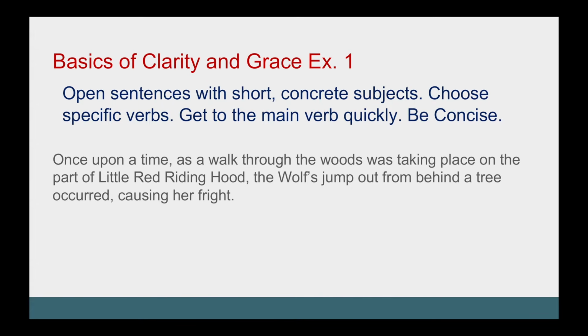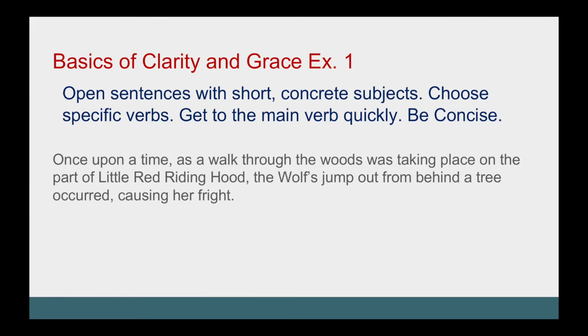Let's look at a couple of examples of these rules. This example shows how to open sentences with short, concrete subjects, how to choose specific verbs, how to get to the main verb quickly, and how to be concise. Let's look at this first example. Once upon a time, as a walk through the woods was taking place on the part of Little Red Riding Hood, the wolf's jump out from behind a tree occurred, causing her fright.